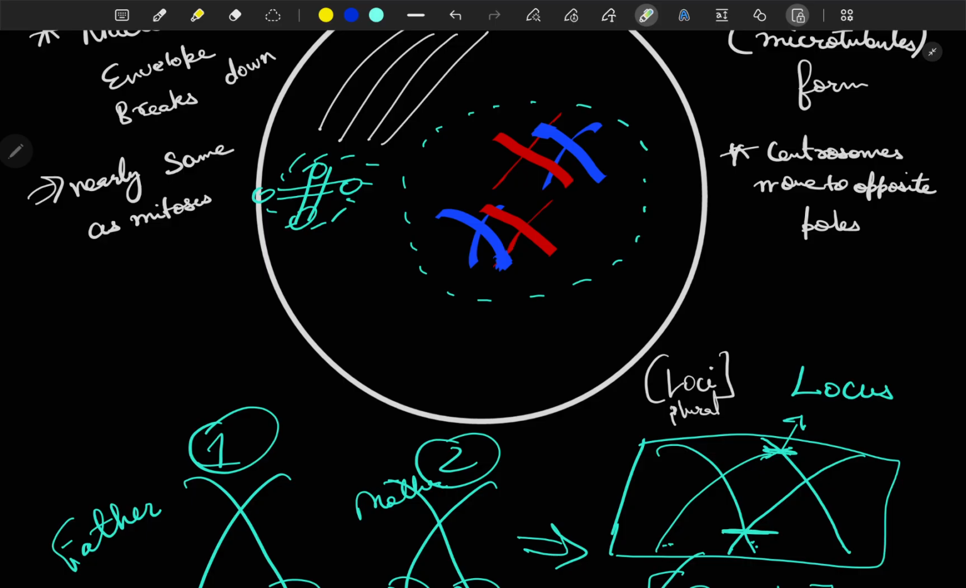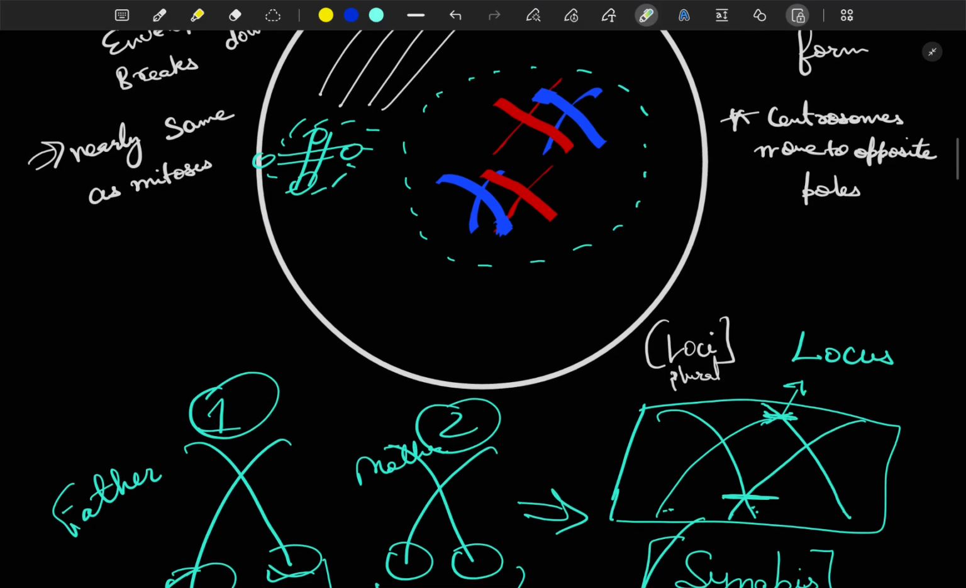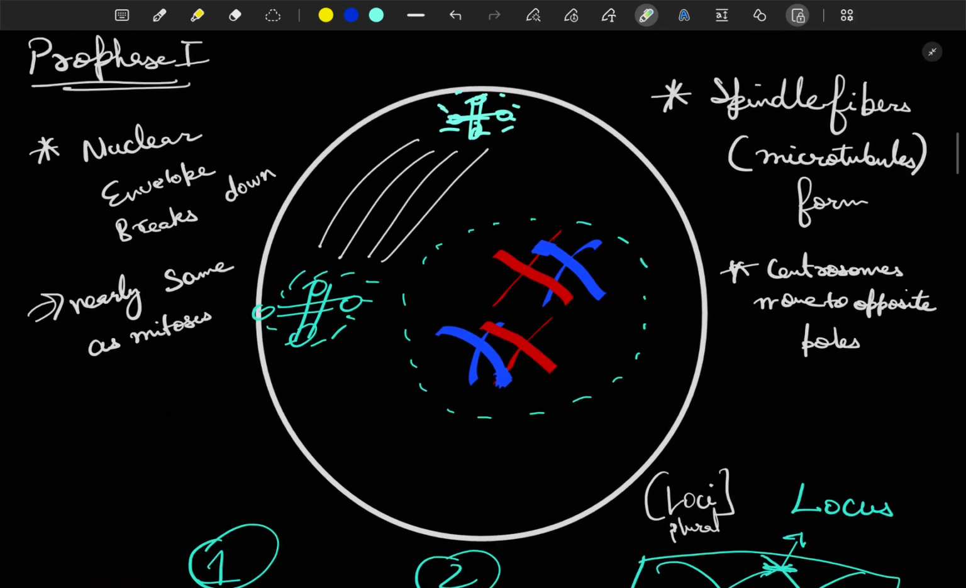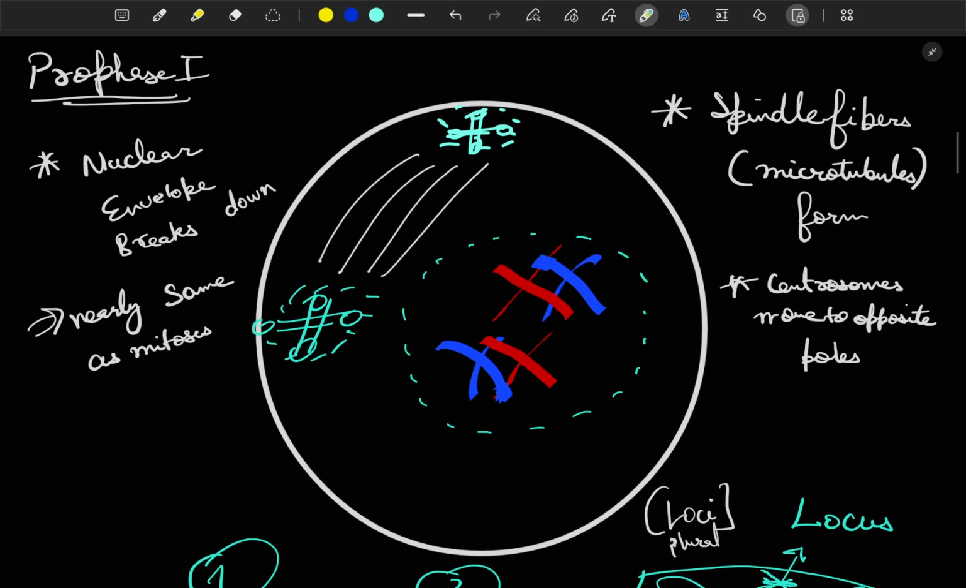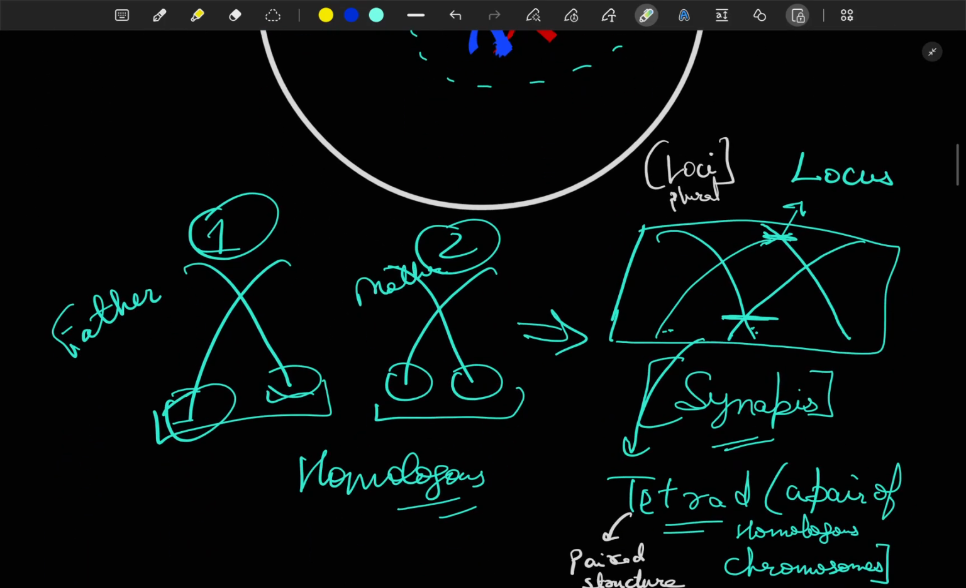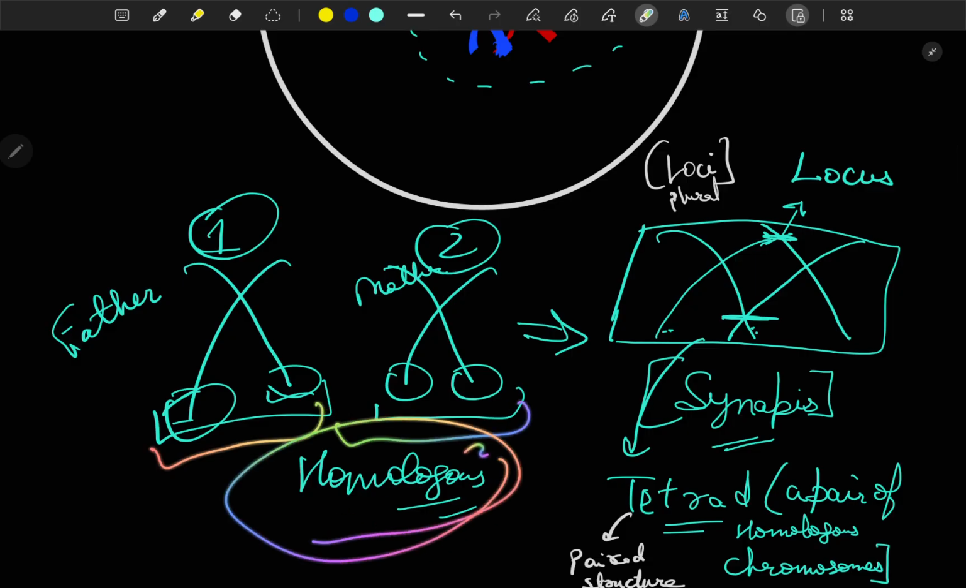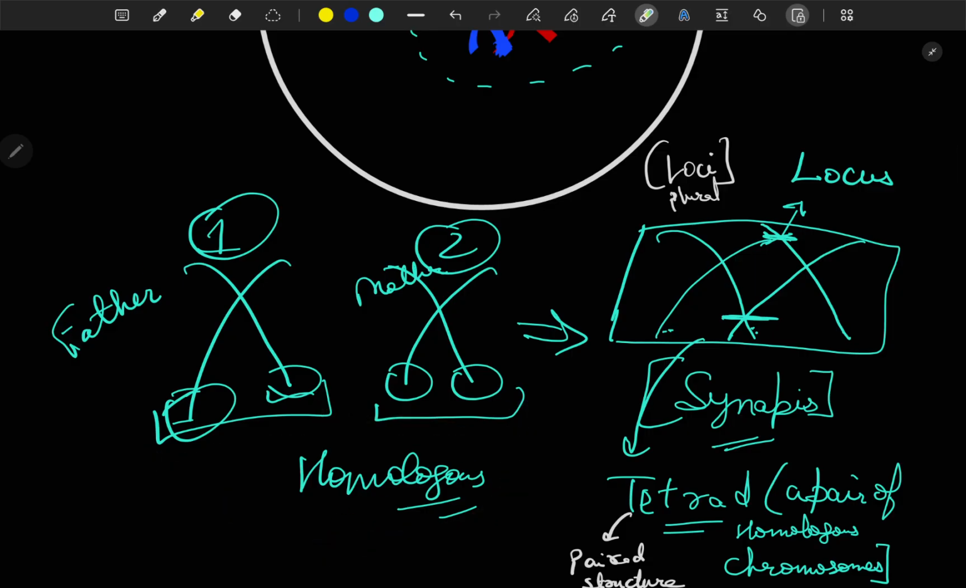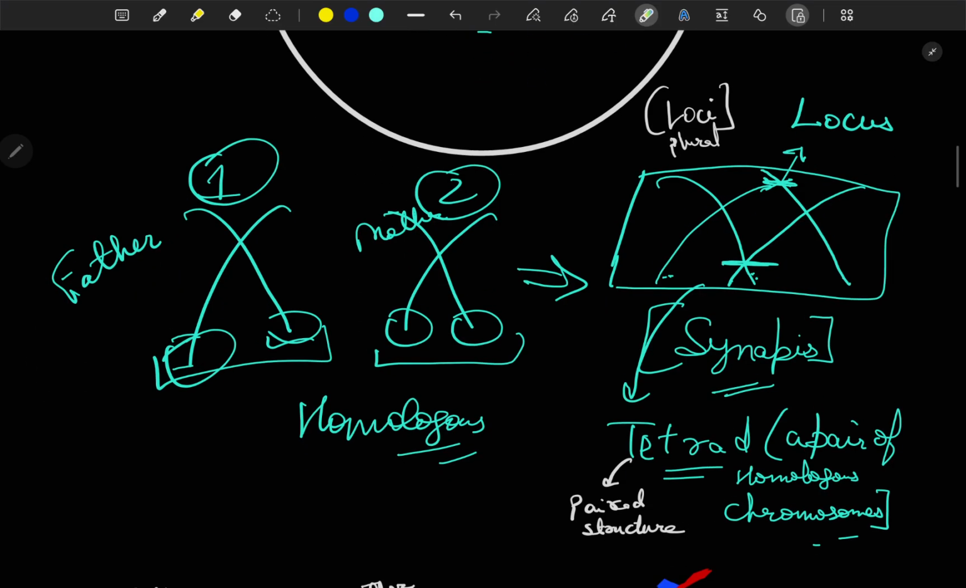Now what happens next is the chromosomes get more condensed. They become shorter, thicker, and visible under the microscope. This condensation will continue all throughout prophase 1. Now the next thing, a new thing: you can see two chromosomes here. They are homologous chromosomes. Let's say this one is from the father and this one from the mother. Now they align gene by gene at this point. They overlap each other and meet at a point.